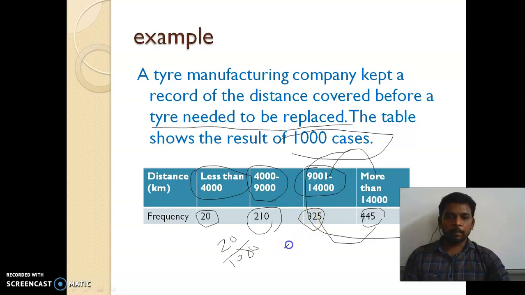So 325 plus 445. We have to add both answers, right? When we add, we'll get 770. So 770 divided by 1000, that is our answer for the second question.